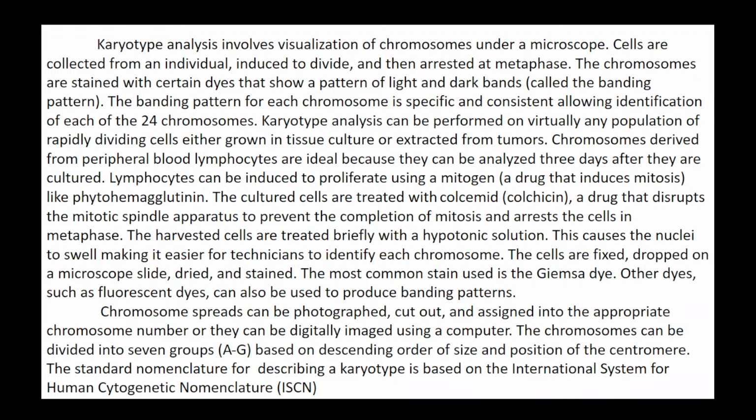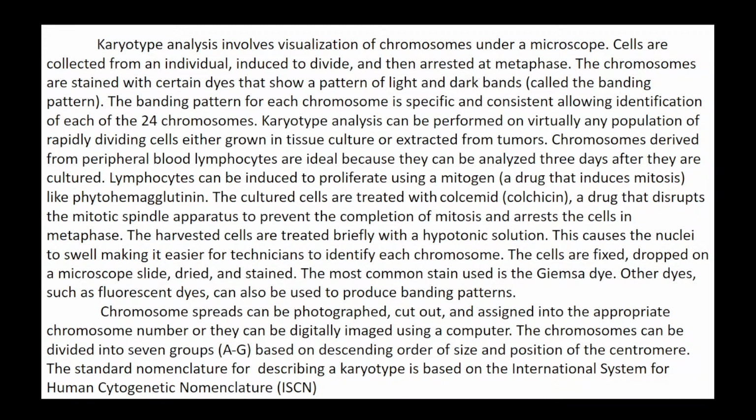But the lymphocytes are cells which are present in G0 period of the cell cycle. So these are highly differentiated cells, and they don't divide. So for stimulation of mitosis of lymphocytes, we use mitogens. These are drugs which induce mitosis. Very often we use phytohemagglutinin as mitogen.